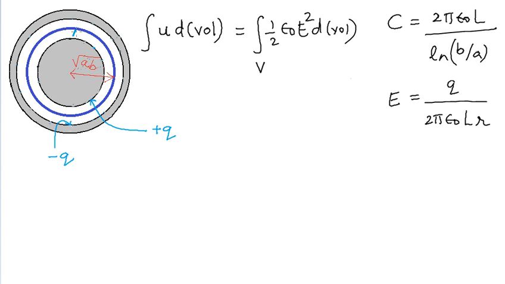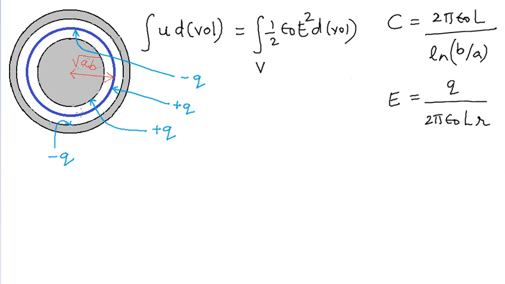Secondly, on the inner surface of the intermediate cylindrical shell, you will get an induced charge of minus Q. Thirdly, on the outer surface of the intermediate cylindrical shell, you get a charge of plus Q. And lastly, this externally deposited charge of minus Q will go entirely to the inner surface of the outermost shell.